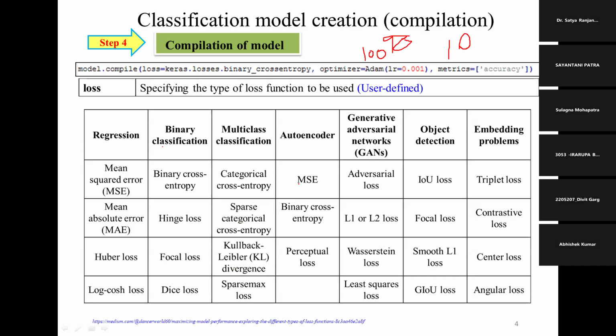And if you are using an autoencoder concept, you can use binary cross entropy or perceptual loss. Now GAN, the Generative Adversarial Network, is very popular for the generation of synthetic images. For that, mostly adversarial loss is more appropriate, or we go for L1 or L2 loss, Wasserstein loss, or maybe least square loss, but mostly adversarial loss is used.